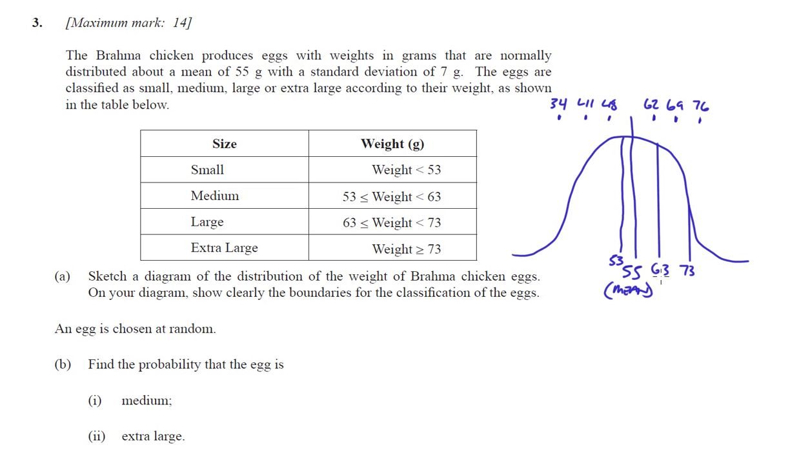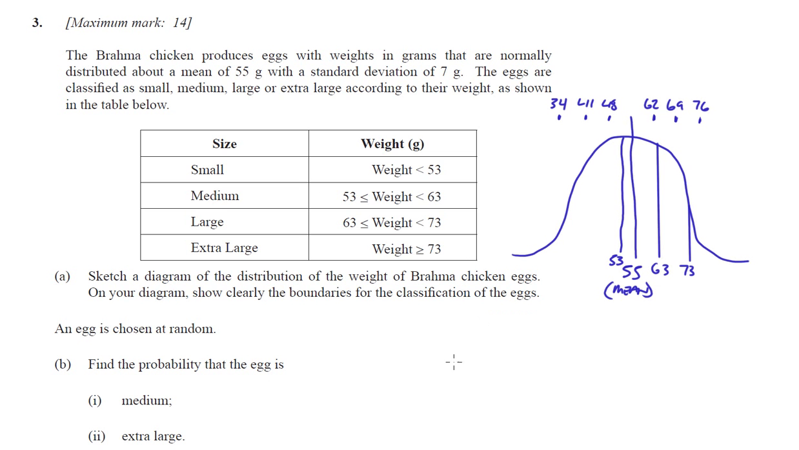Okay, but again, you definitely want to put the labels on all your lines to make sure that you get credit for that. So there's our sketch of our diagram. An egg is chosen at random. Find the probability that the egg is medium. So we want to try to figure out what's the probability that it's between 53 and 63.